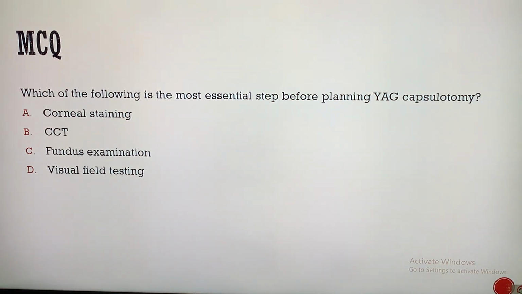Which of the following is the most essential step before planning capsulotomy?